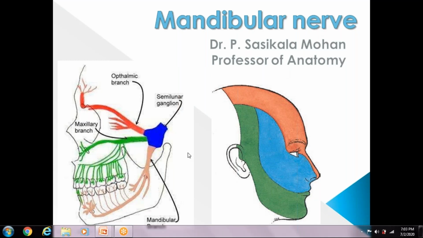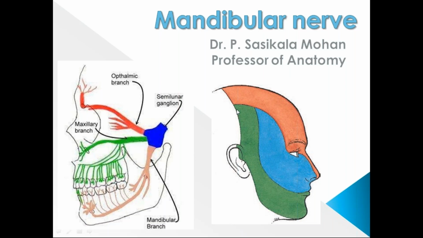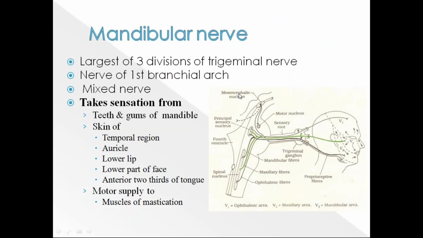So now we are going to see about the mandibular nerve. Mandibular nerve is one of the three divisions of the trigeminal nerve, which gives important supply to the face and the related area. It is also the largest of the three divisions of the trigeminal nerve, and it is the nerve of the first branchial arch. It consists of both sensory and motor groups. That's why it is called a mixed nerve.